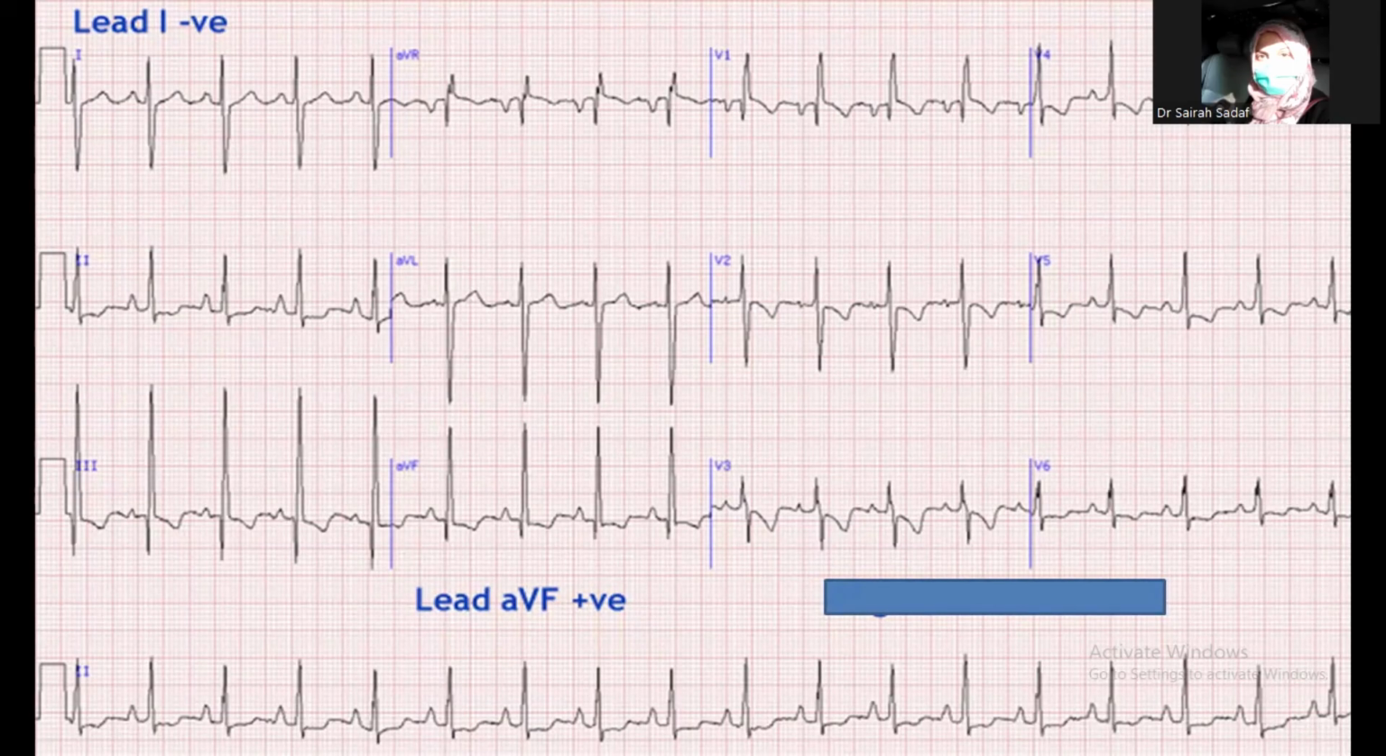Lead 1 is here. AVF is here. This is AVF. This is lead 1. Okay, online audience, what is this? Good. Yes, very good. Well done. So everyone is getting the whole thing. Okay, great.